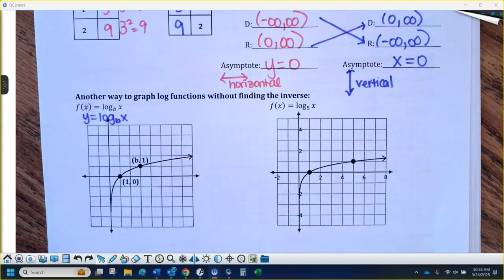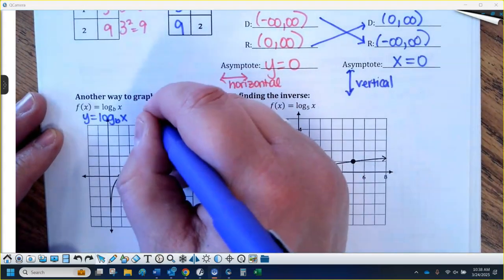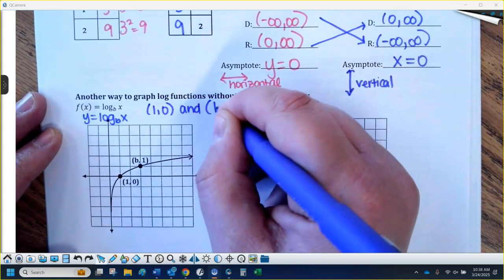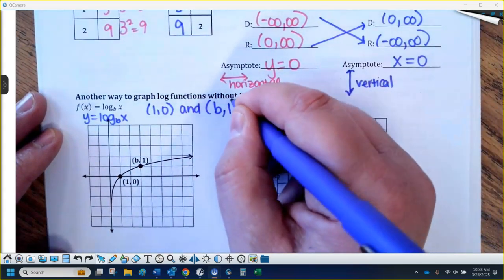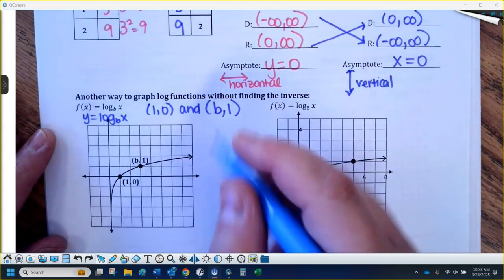Okay, now here's the deal. All of these functions, I promise you, have the point (1, 0) and the point (whatever the base is, 1). They always have those two points. And let me show you why. It doesn't matter what the base is, let's call it b. I'm going to convert these to exponentials to show you real quick.